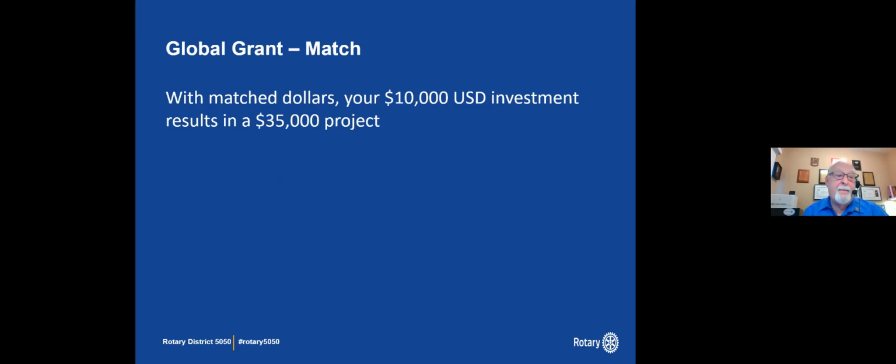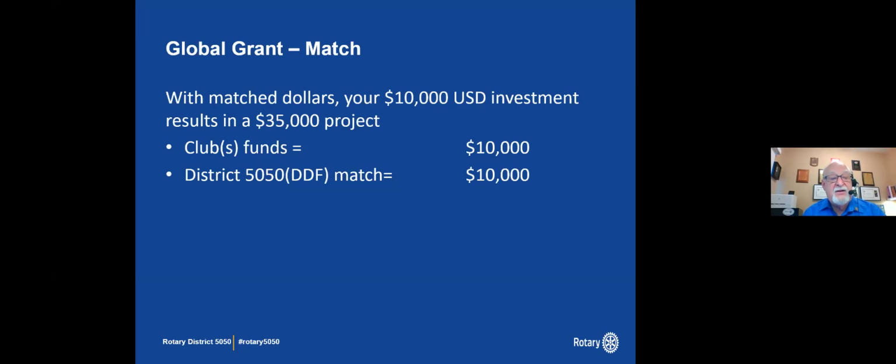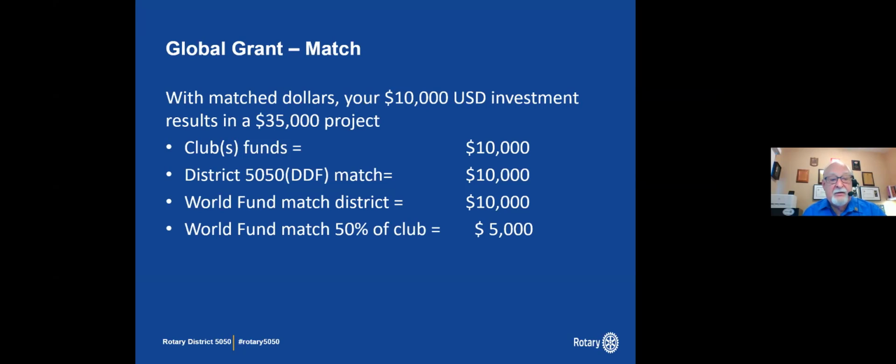How does it work? Global grant: if you put in $10,000, and that could be 4 or 5 clubs putting in to equal 10,000, we'll match it with DDF, a district fund, for $10,000. And now here comes the rural fund. I talked about the rural fund, and we do quite well with it. They'll put in $10,000 to match our district one. They'll also match half of your funds. You end up with a total funds available of $35,000 US. So put in 10, get back 35, pretty good bang for your buck.